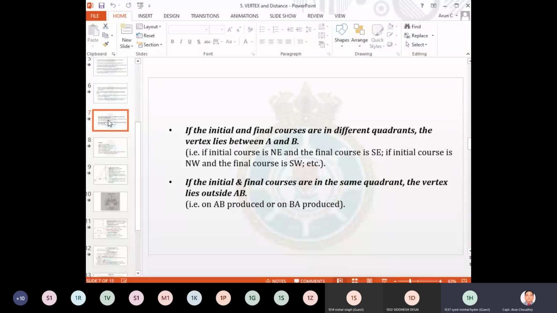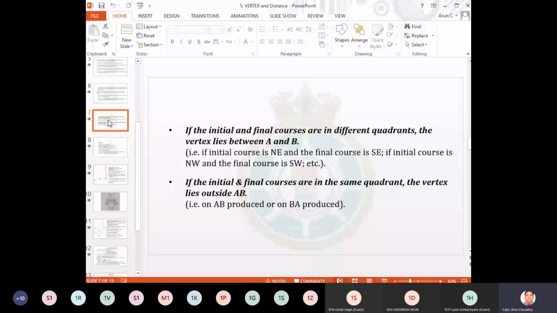Okay, sir. But the vertex can be either within that course, that is from your starting point to the end point, or the vertex could even lie outside this course. So this we can know by just looking at the initial course and final course. And that is what I explained. Because at the vertex, your course will be 090. But let's say if your initial course is 030 and your final course is 070, that means you are still climbing up more north. That means you have still not reached the vertex.